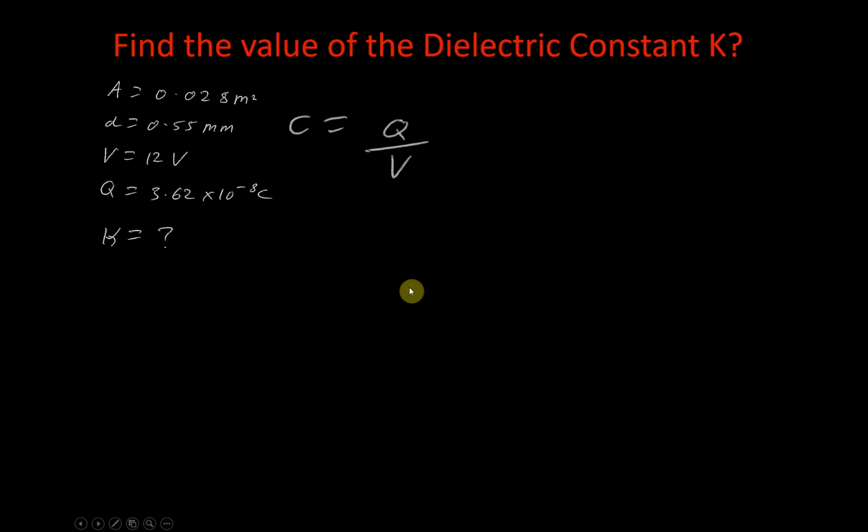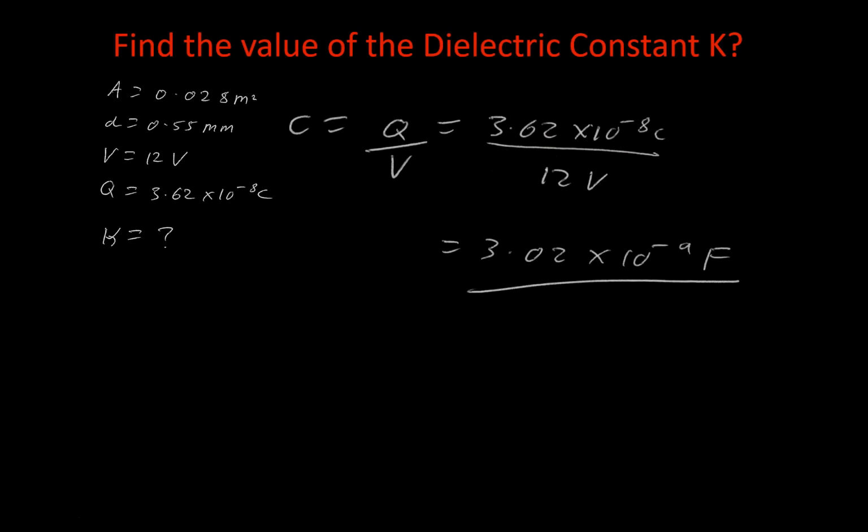So, first things first, what's the capacitance? How do we find that? We have Q, we have V. So this will simply be 3.62 times 10 to the minus 8 divided by 12 volts. That'll give us 3 times 10 to the minus 9 farads.